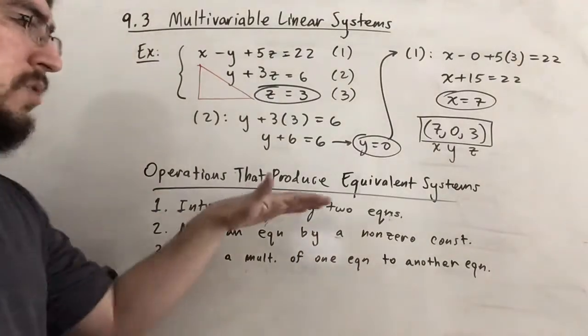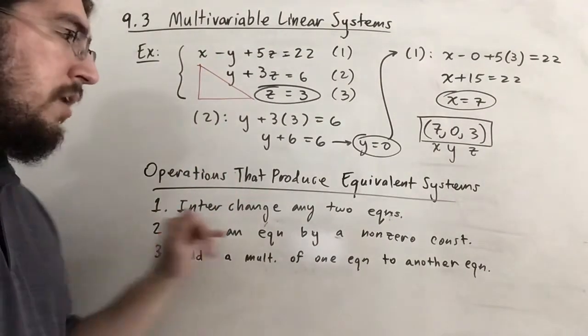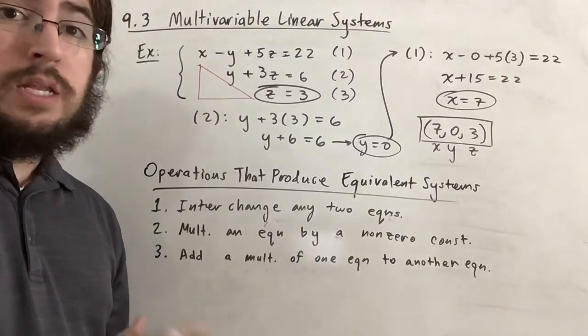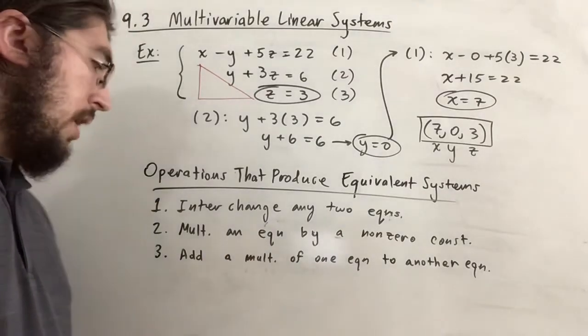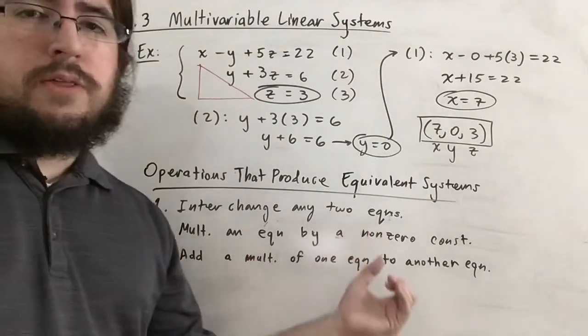So the first operation is we can interchange any two equations, which won't affect the system. The second is to multiply an equation through by a non-zero constant. We've seen that already when we were doing elimination from 9.2. We did that a lot. The third we also kind of did: we add a multiple of one equation to another equation.